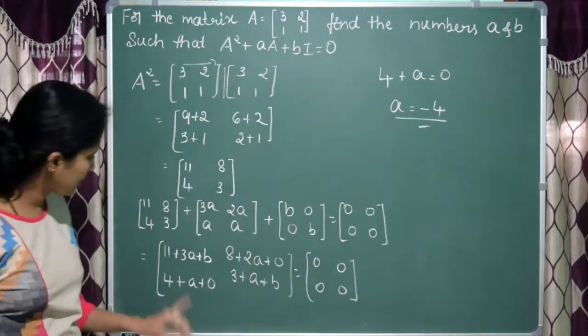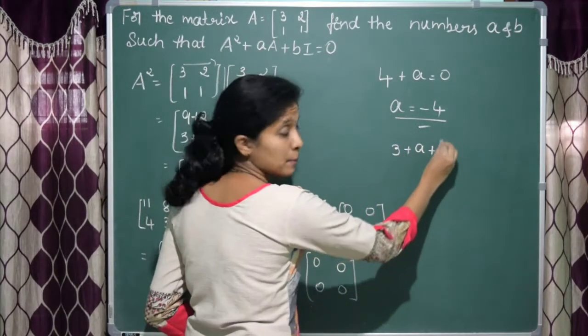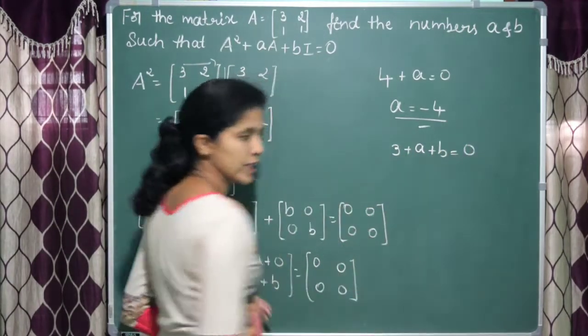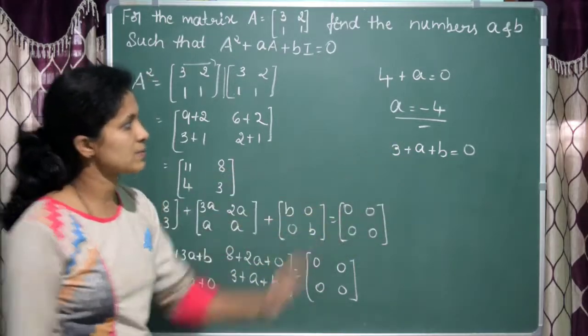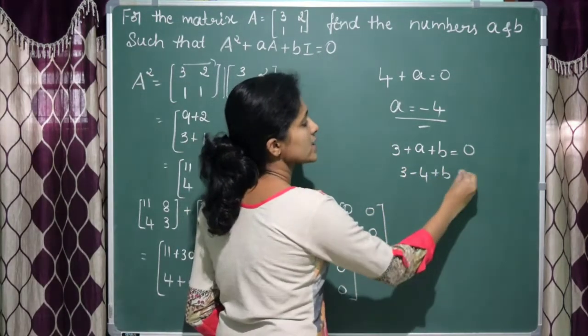Now I have to find b. Any value, 3 plus a plus b is equal to 0. You can equate with any value. 3 plus a plus b equal to 0. So this is now 3 minus 4 plus b is equal to 0.